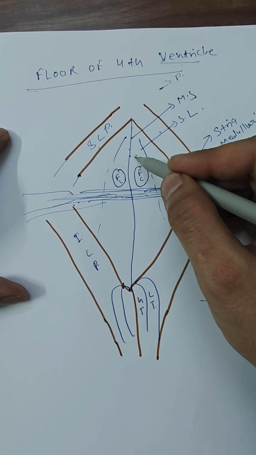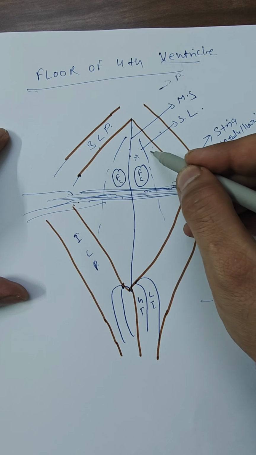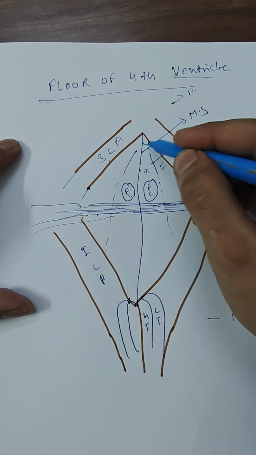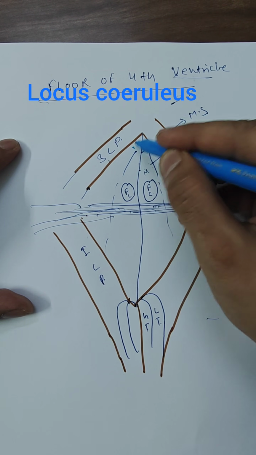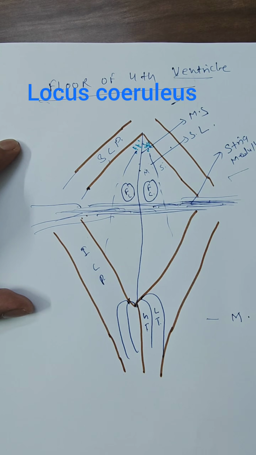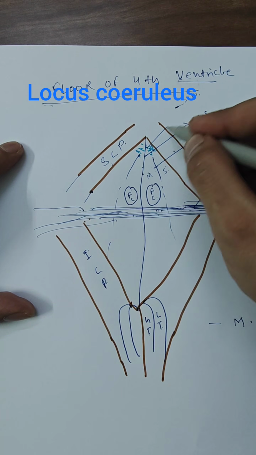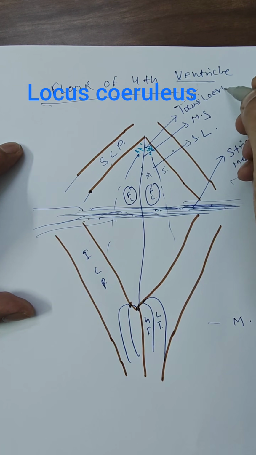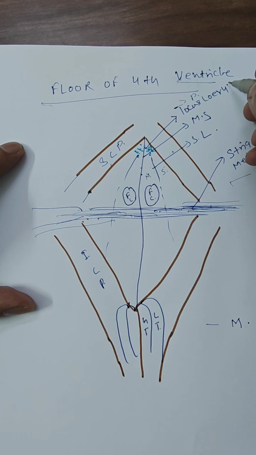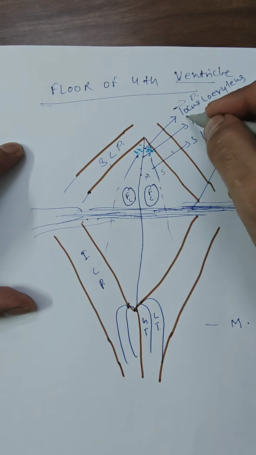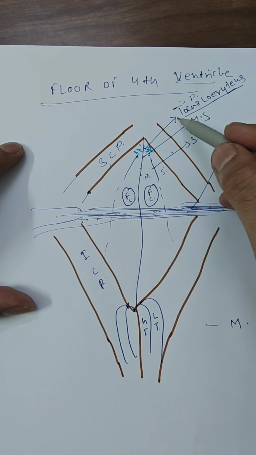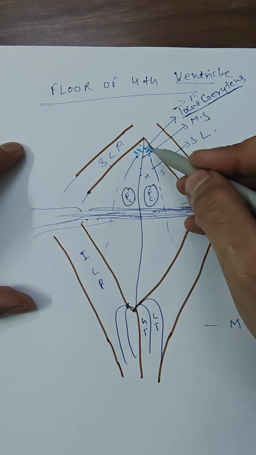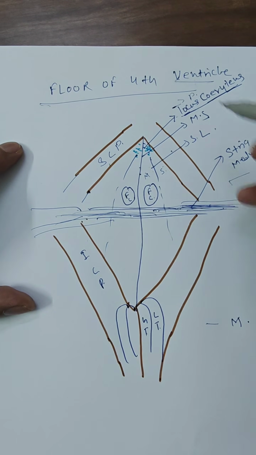Medial to the sulcus limitans, this is motor area. Lateral to the sulcus limitans, here we have sensory area. So, just above the sulcus limitans, we have a bluish color area here. This area is known as locus coeruleus. Locus means area, coeruleus means bluish in appearance.